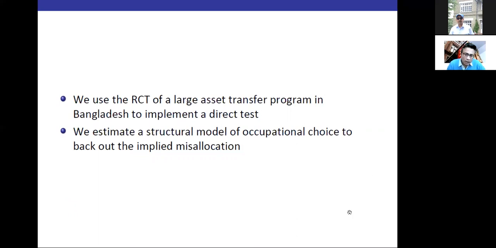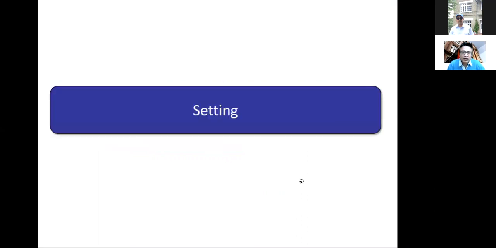Okay. So I will now go to the empirical setting and what we do in this paper. So we use the randomized controlled trial of a large asset transfer program in Bangladesh to implement a direct test. I will not talk about the structural estimation and things we do about occupational choice. You can look at the paper for those details. So let me talk a bit about the setting and then I will go straight to the test.